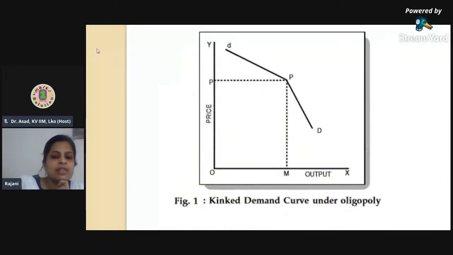Next form of market is the kinked demand curve under oligopoly. Kinked demand curve under oligopoly. So what is the meaning of kink? You can see a kink here in the price and output. The y-axis always represents price and the x-axis represents quantity demanded. So in a particular market, there is a kink in the demand curve. Why is it so?